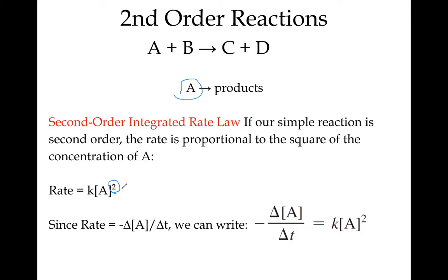And since, again, we know that rate is equal to the negative change in concentration of reactant over the change in time, we can say that this is equal to now K times the concentration of A squared. So with first order, this was gone, right? But now we put this, because it's a 1 essentially. Okay, so it's going to change things just a little bit.